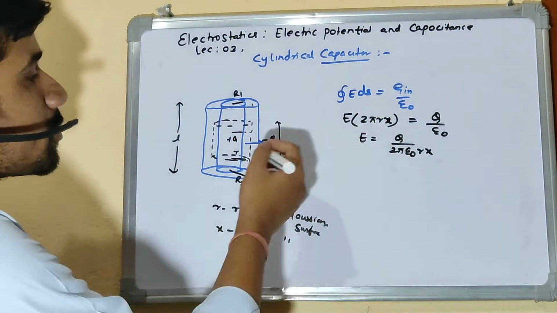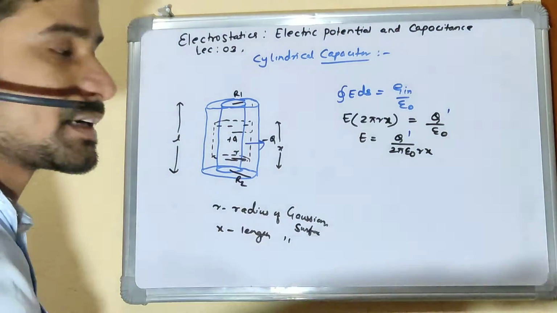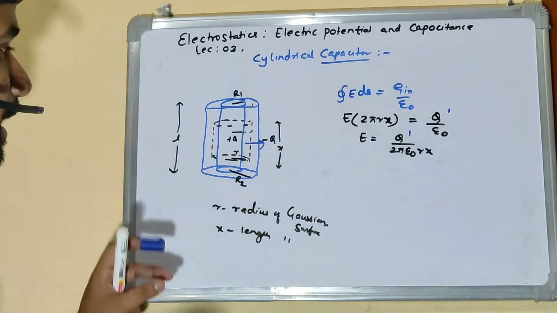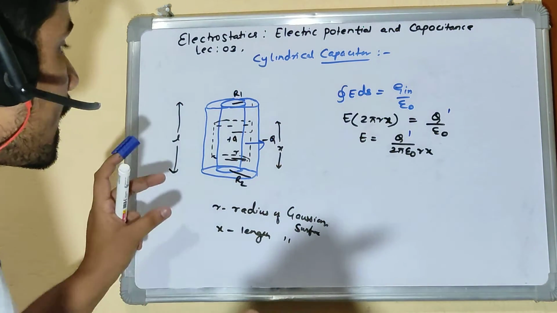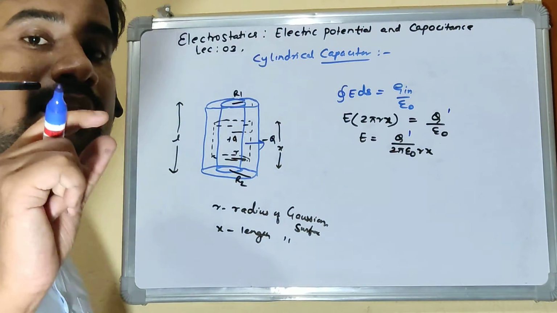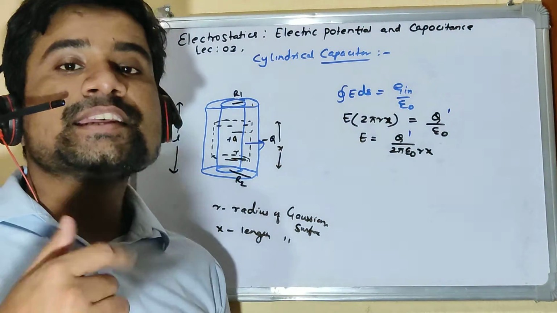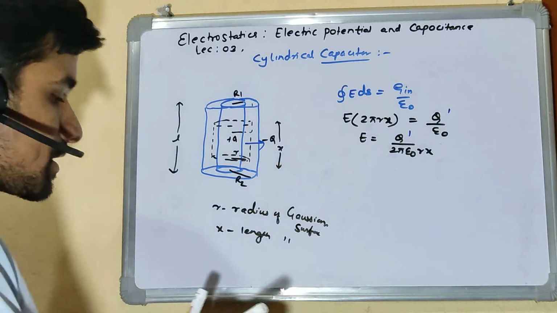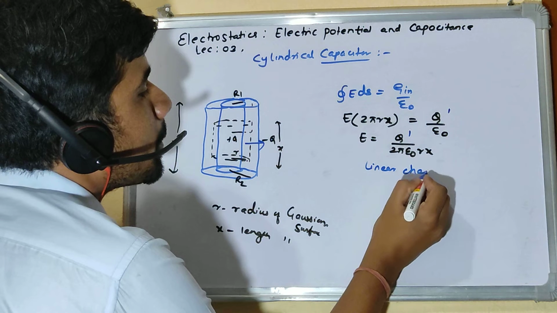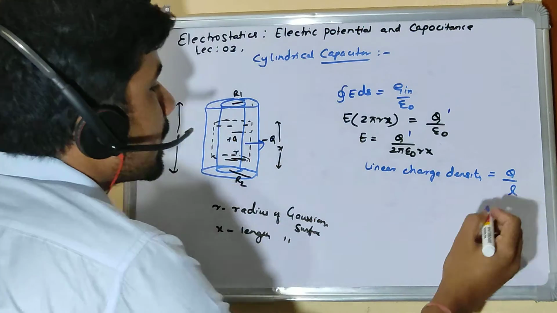But the charge enclosed by this Gaussian surface won't be q. Let's say the charge is q dash, right? Because q is the overall charge inside the inner cylinder, right? If the length of the cylinder is L and it is storing a charge plus q, and this Gaussian surface has a length of x, how much charge it will store is what we need to find, right? Here the concerned charge density is the linear charge density, which is nothing but charge by length. This is q by L, right?